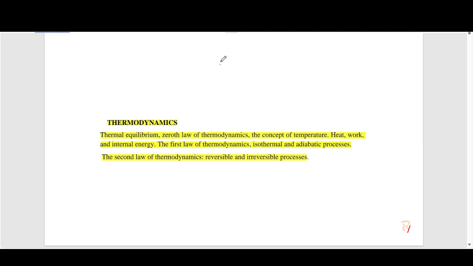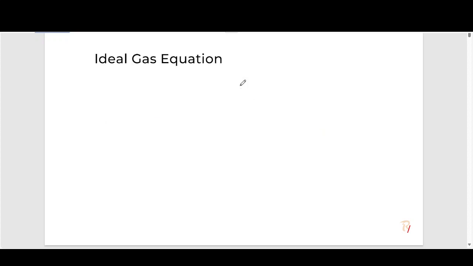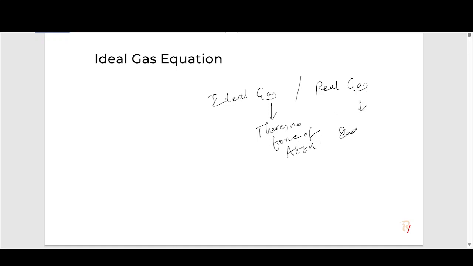Basically, the JEE and NEET syllabus are the same. You can follow this lecture too. Coming to the ideal gas equation, what is meant by an ideal gas or a real gas? In an ideal gas there is no force of attraction. In a real gas we can see intermolecular forces.